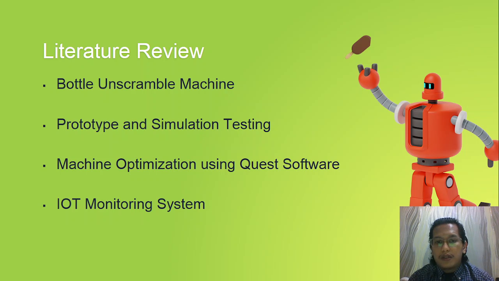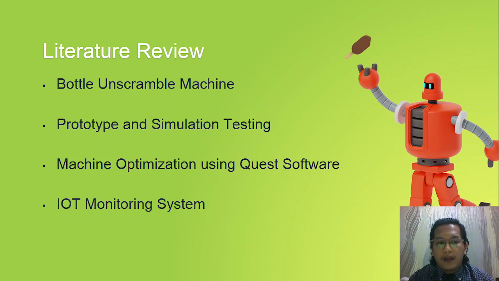The most common use is the simulation testing because it is much cheaper than making a real life prototype. And then machine optimization using Quest software. To optimize by using Quest software, it is to simulate the process of the design, which we can analyze and also see which part lacks the function and we can optimize it.